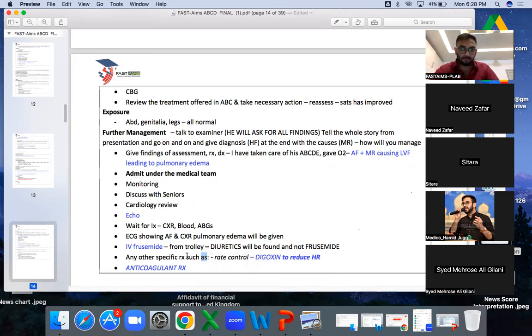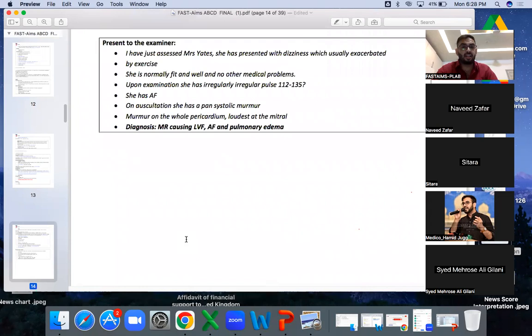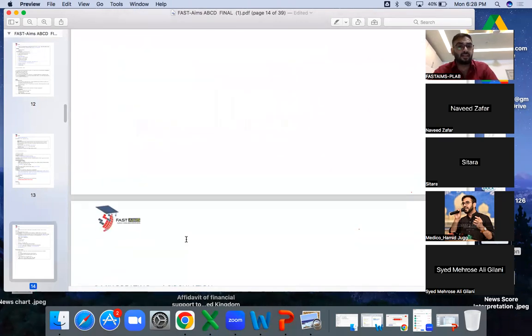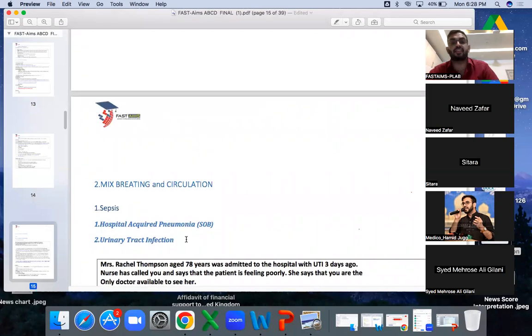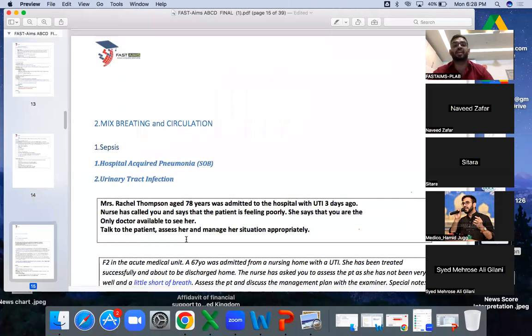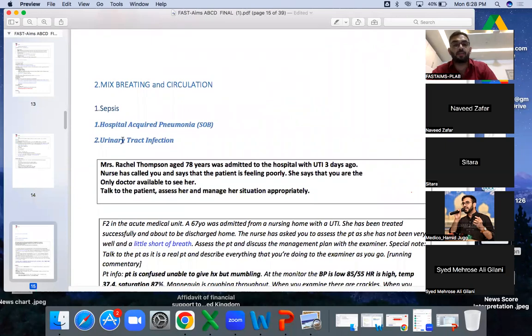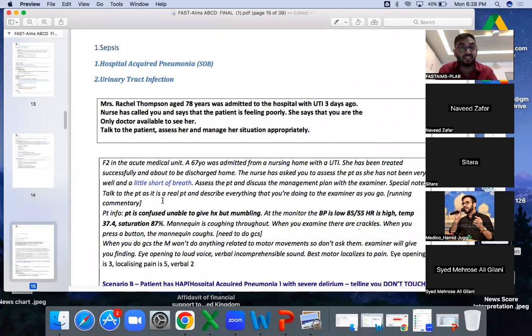Okay. Till now, we have already done the breathing scenarios. Then it is the mixed scenario. Mixed scenarios are hospital acquired pneumonia and urinary tract infection. I am going to teach you one scenario regarding this. This is sepsis actually. You need to know about sepsis separately. You are going to read the scenarios.